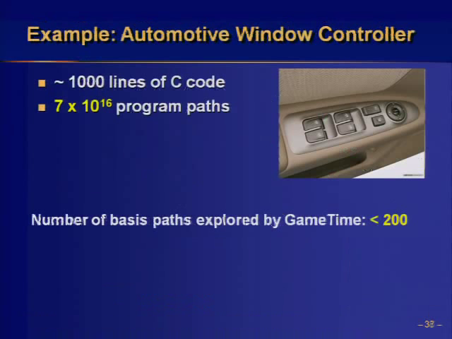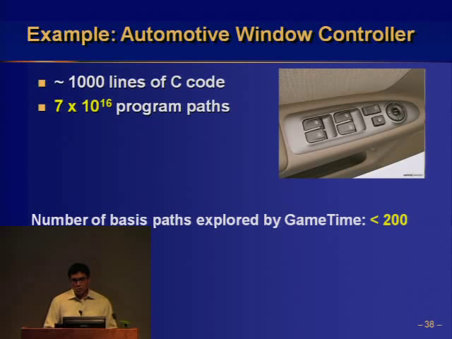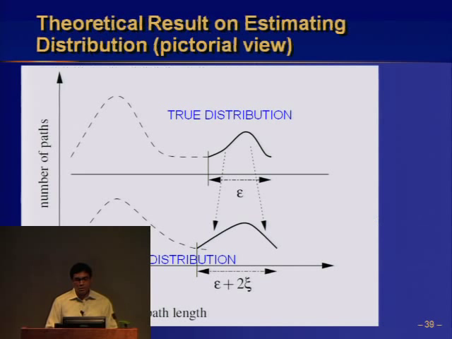Okay, so to give you a comparison point, for this automotive window controller, although the total number of program paths is 10 to the 16, the number of basis paths that we need to execute is less than 200. So that gives us a huge benefit in terms of being able to scale to fairly complex programs with several paths. So we have both theoretical and experimental results.